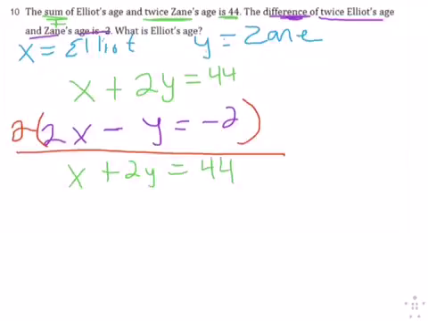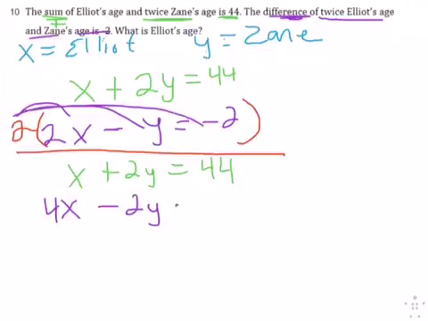And then we're going to distribute this 2 through the purple equation. So 2 times 2x is 4x. 2 times minus y is minus 2y. Notice in doing this that we have a positive 2y and a minus 2y to cancel out now. And 2 times negative 2 is negative 4. So now we can add these two equations together.